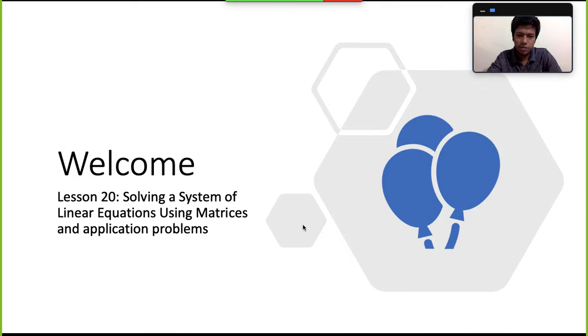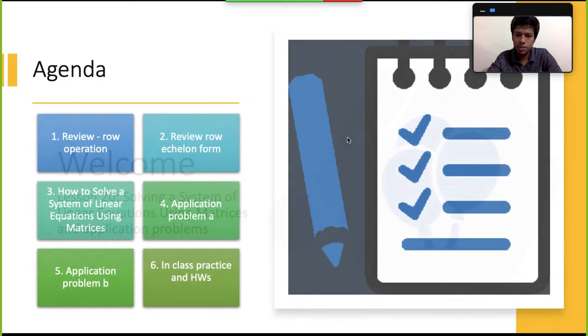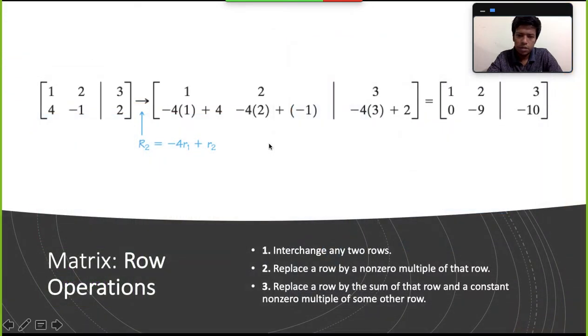So in this lesson we will discuss solving systems of linear equations using matrices and application problems. This is the agenda: review on row operations, review on row echelon form, then solving equations, and application problems. This is a very important concept because most of the math that we do here is by using row operations. So it is important that we understand this concept.